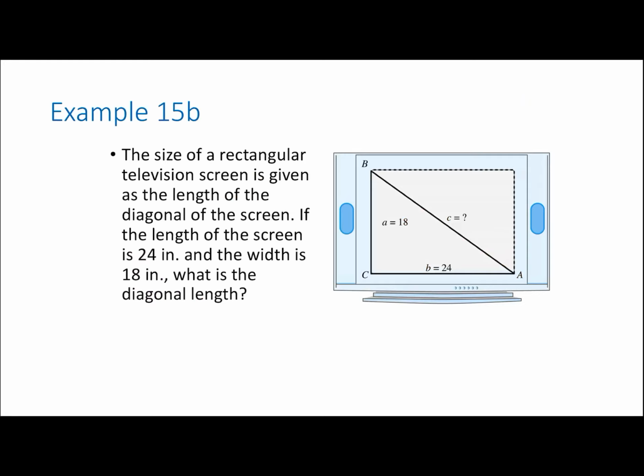Here's another place where the Pythagorean theorem is used a good bit. You may or may not know this, but when you go buy a TV, the length of your TV is not the horizontal length. The measurement that you buy your TV based off of is the diagonal measure. So when they say this is a 50-inch screen, the diagonal is 50 inches, not that it's 50 inches wide.